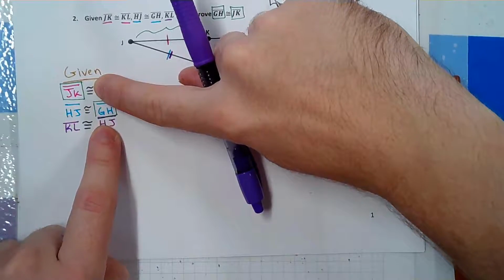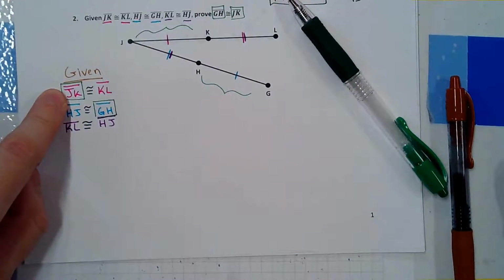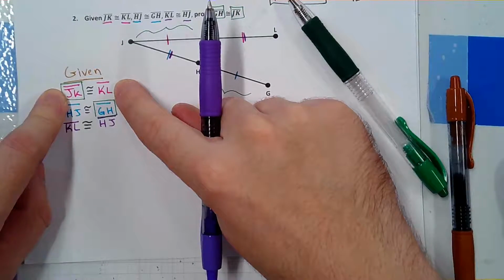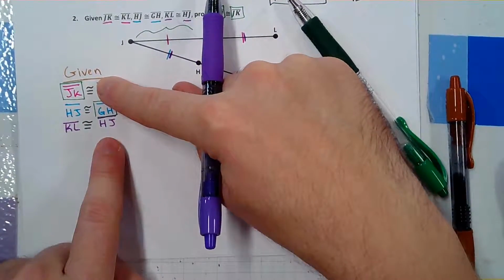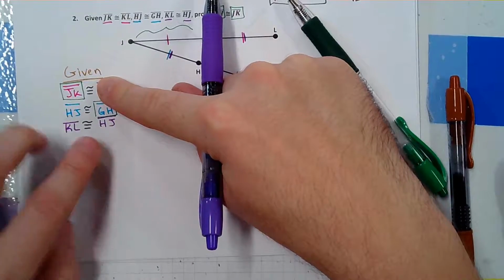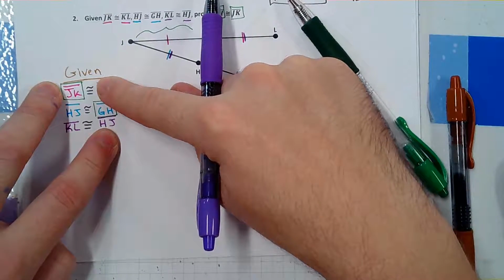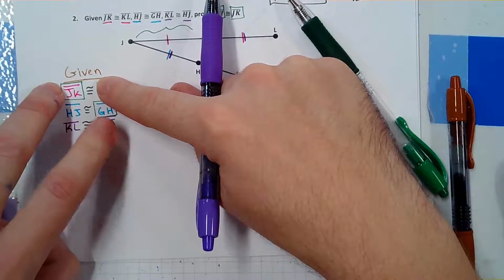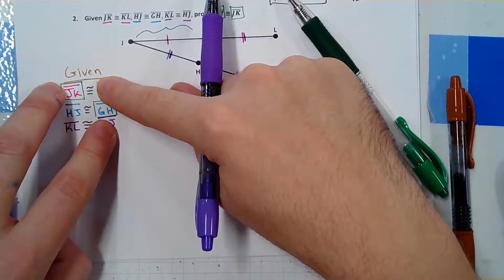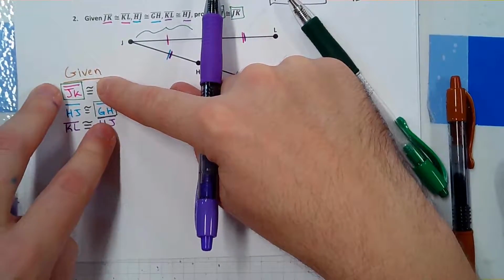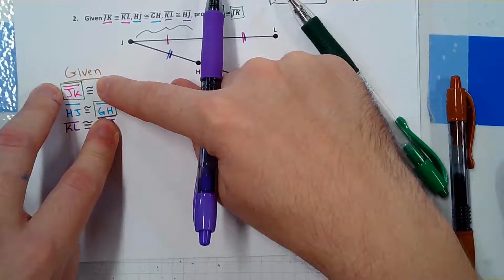So check it out. Here's what I'm going to do. Here's the plan. JK is congruent to KL, right? But I'm going to write that as JK is congruent to HJ because KL is HJ. They're the same thing. So now I've got these two together. And then I'm going to say, wait a minute. JK is congruent to HJ. Well, I know HJ is the same thing as GH. So instead of writing JK as HJ, I'm going to write JK as GH because they're the same. And now I win.